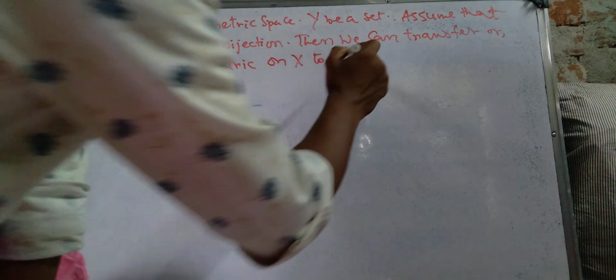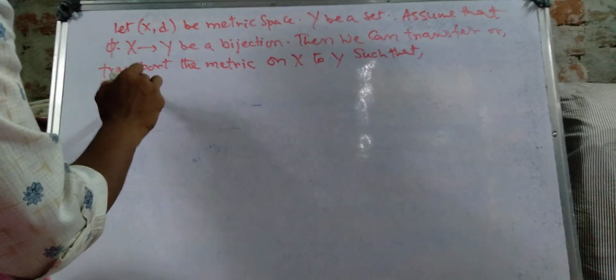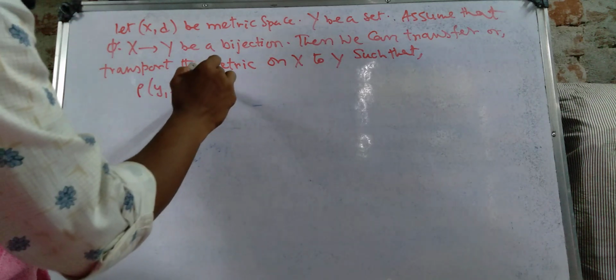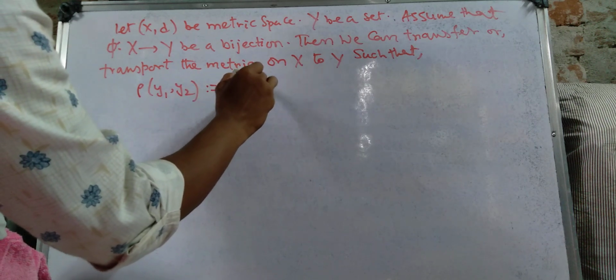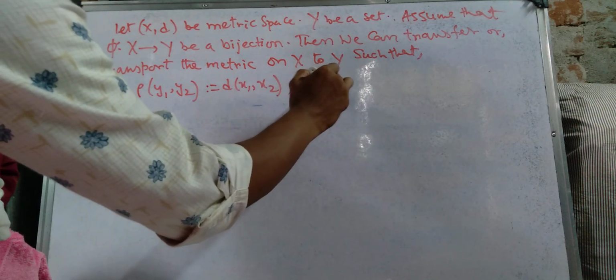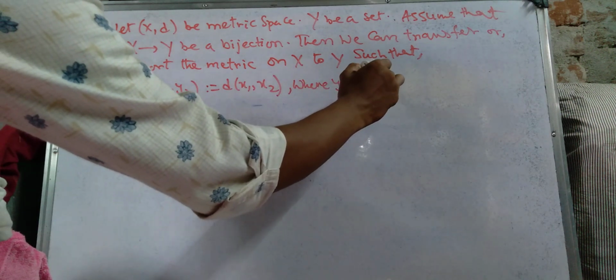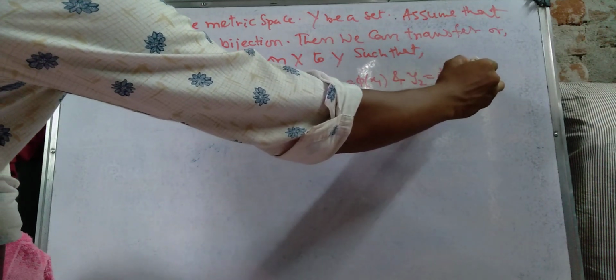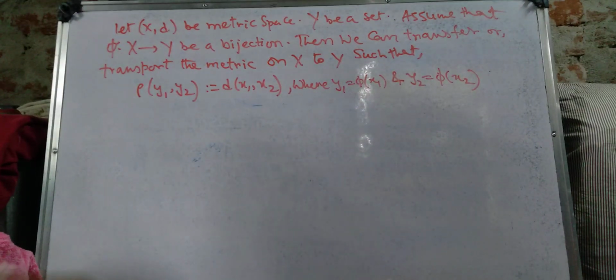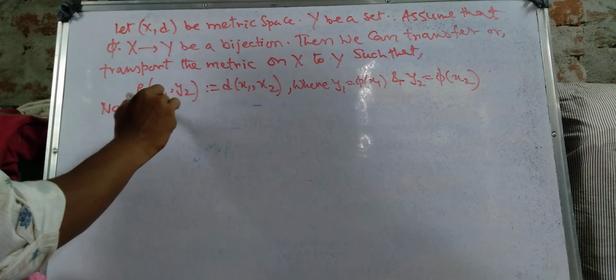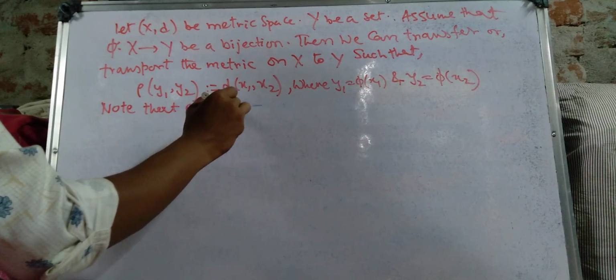such that rho(y1, y2) equals d(x1, x2), where y1 equals phi(x1) and y2 equals phi(x2). Note that rho is well defined.